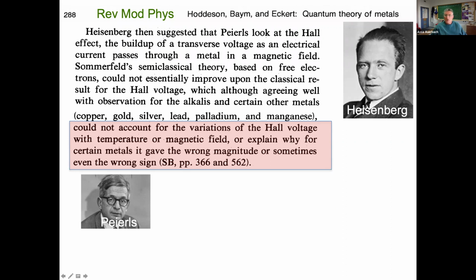But this was actually more interesting. The question he gave him here, which was his thesis question, was more interesting to this talk. He wanted him to account for the variation in Hall voltage with temperature and magnetic field, and explain why for certain metals it gave again the wrong magnitude and sometimes even the wrong sign.